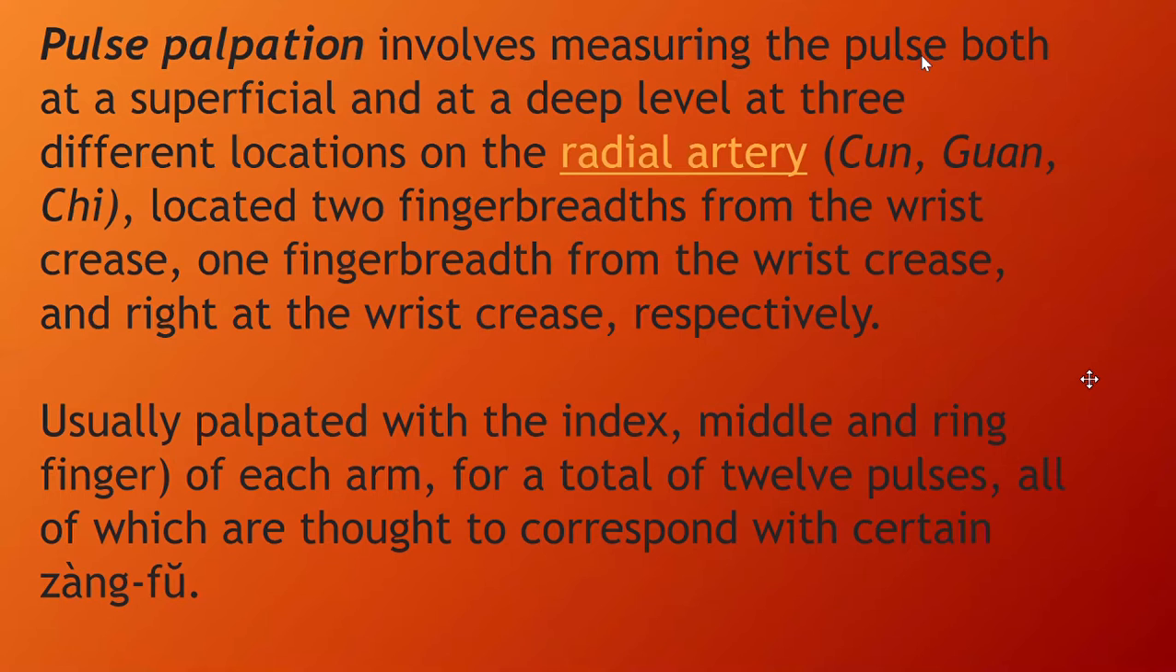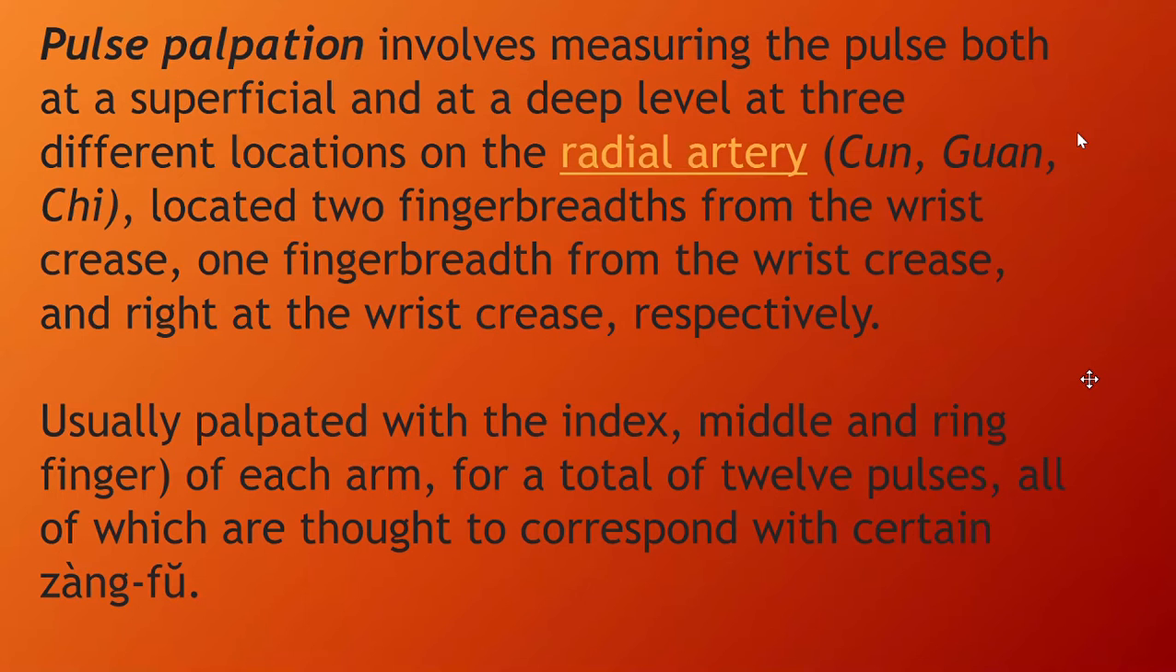Now, pulse palpation involves measuring the pulse at a superficial and at a deep level at 3 different locations. In Western medicine, our pulse is just one point, right? We use the index and middle finger, and only at a superficial level. But in traditional Chinese medicine, they do the superficial and the deep level at 3 different locations on the radial artery.